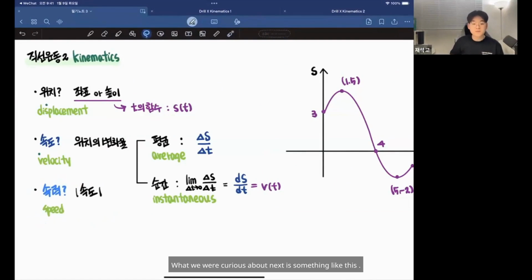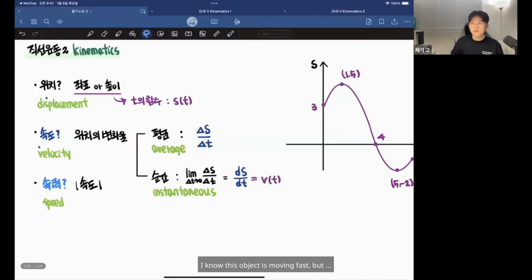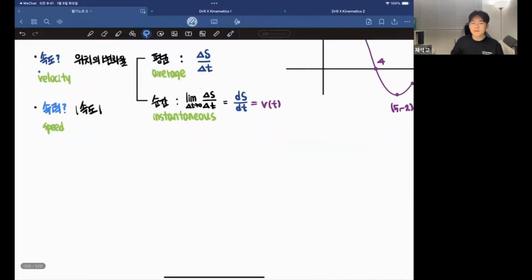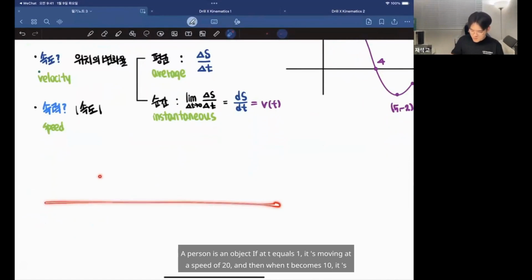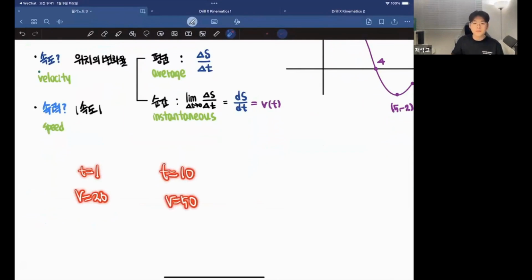What we were curious about next is something like this. I know this object is moving fast. A person is an object. If at t equals 1, it's moving at a speed of 20, and then when t becomes 10, it's moving at a speed of 50, then we start to wonder: how much faster did the speed get?